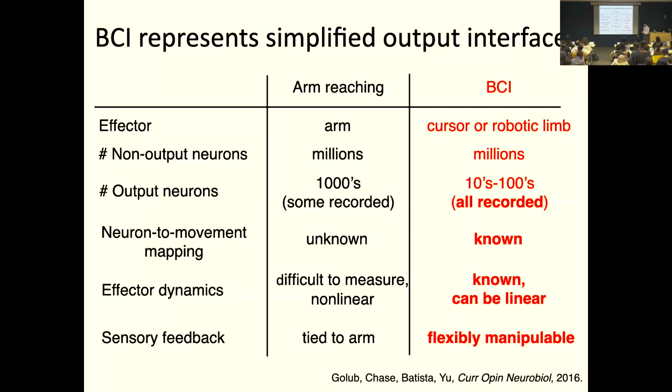Okay, and furthermore, proprioceptive feedback is flexibly manipulable. What I mean by this is that you can imagine designing experiments where you systematically manipulate the posture of the arm to change the proprioceptive feedback while a subject is doing BCI control. Experiments have done this. Others have done wonderful work. I'm not going to be talking about that today.